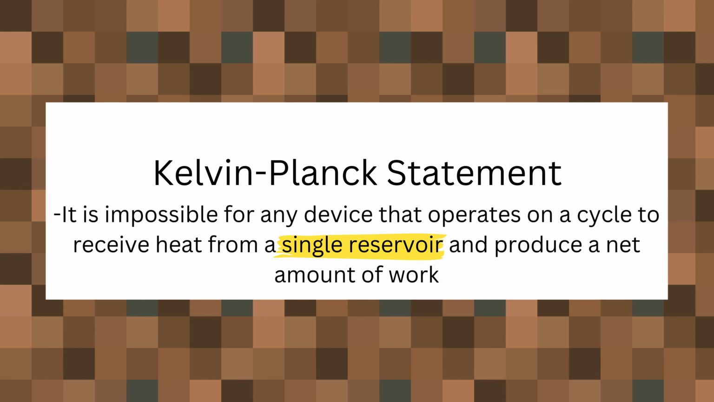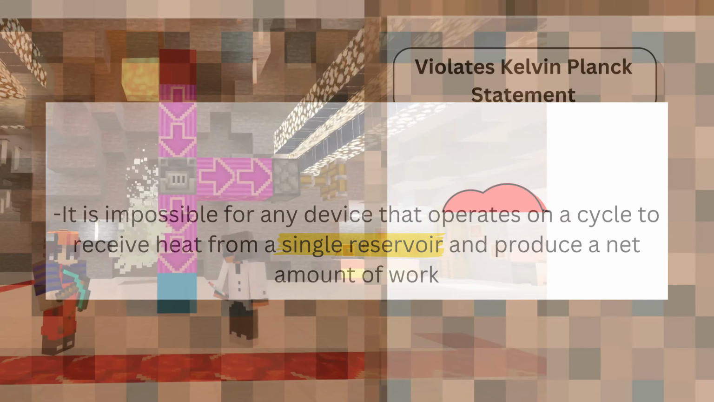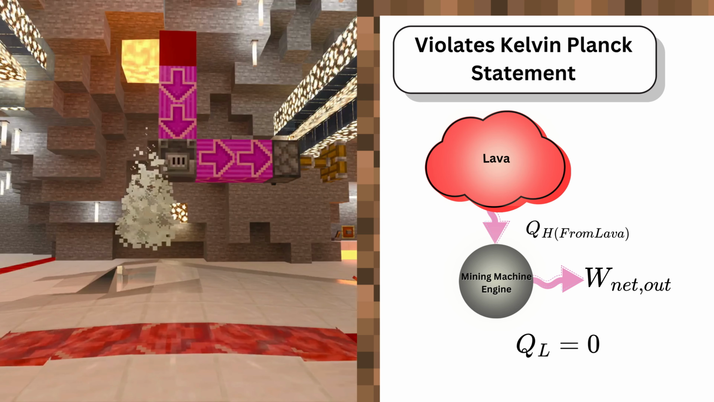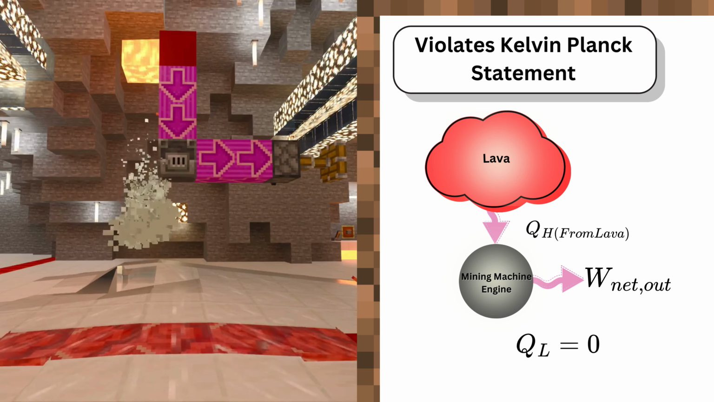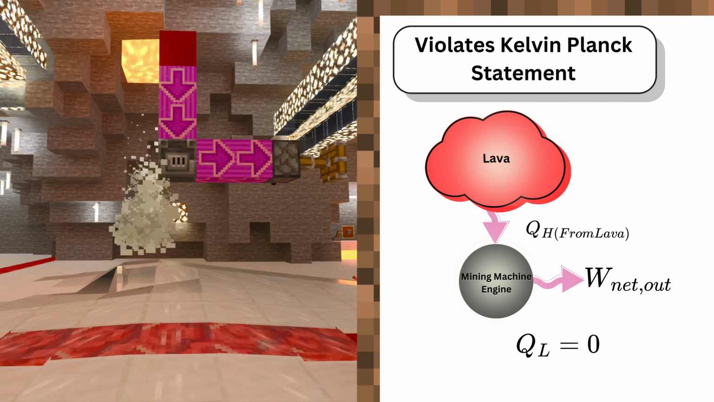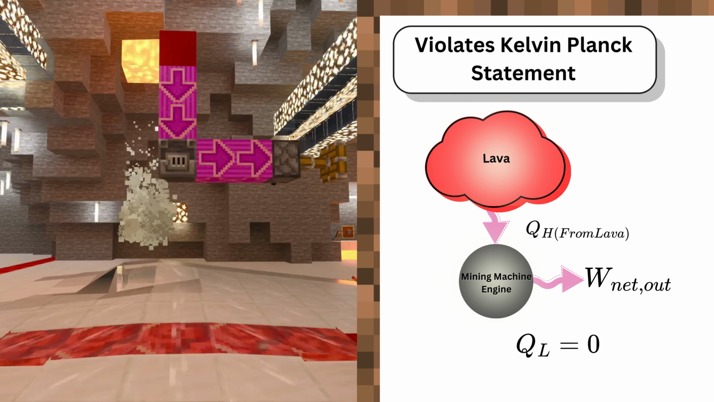Let me show you what a violation of this would look like. This is an example of violating the Kelvin-Planck statement. If all the heat is turned into work, the machine overheats and stops working entirely. There's no sink to absorb the excess heat. That's why your machine depends on both the source and the sink to function properly.